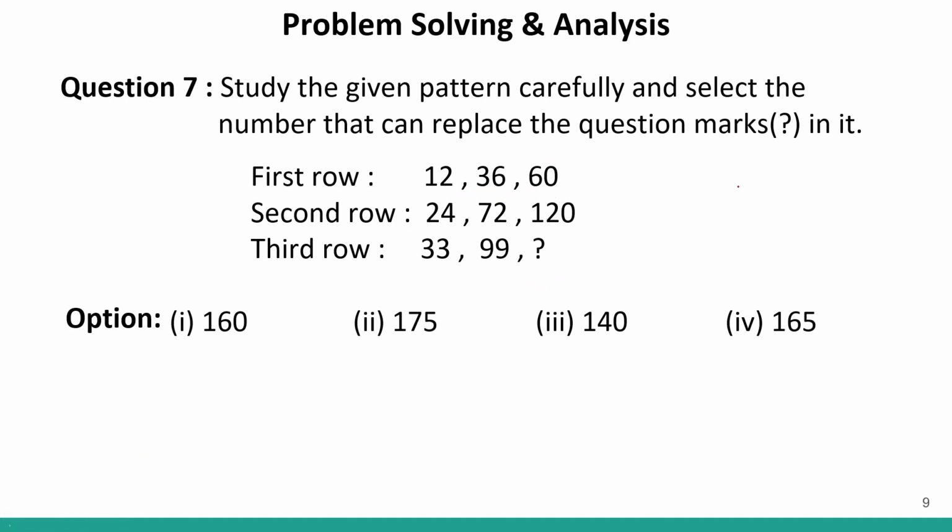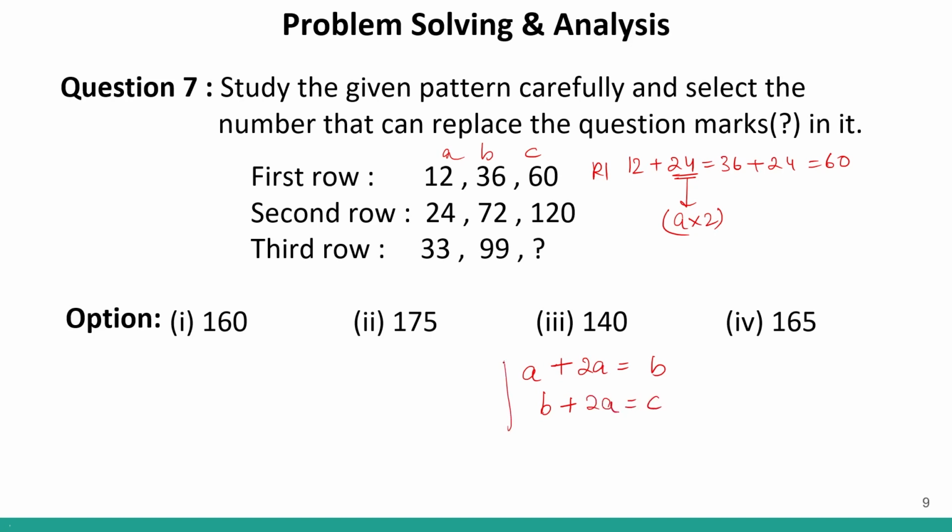Now, over here I can see that 12 plus 24 will give me 36. Correct? This is row 1. This is A, B and C. So A plus 24 gives me 36. Similarly, 36 plus 24 will give me 60. And 24 is basically A into 2. So I can write that A plus 2A gives me B, and then B plus 2A again gives me C. This is the logic.